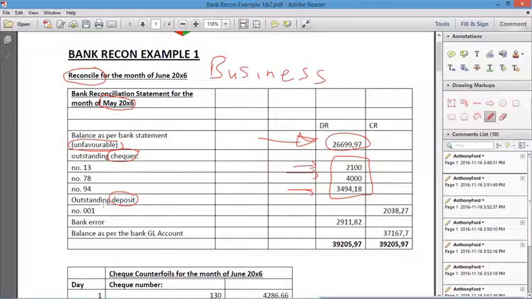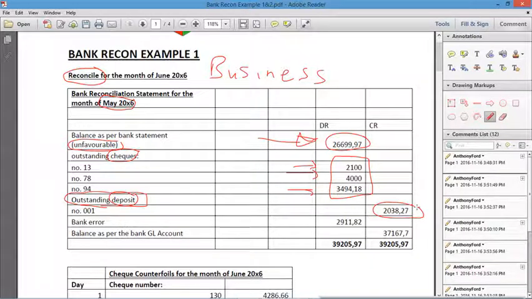So is an outstanding deposit good or bad? It's bad because the current balance is too low, because you need more. There's a deposit that I've made that hasn't gone through. So when it does go through, what's going to happen to my account? It's going to increase. It's going to go up. Oh, that's why it's on the credit side. And that's why you credit the account.